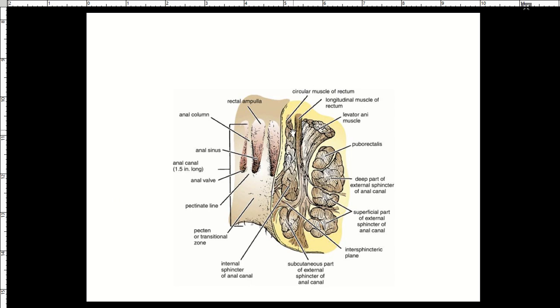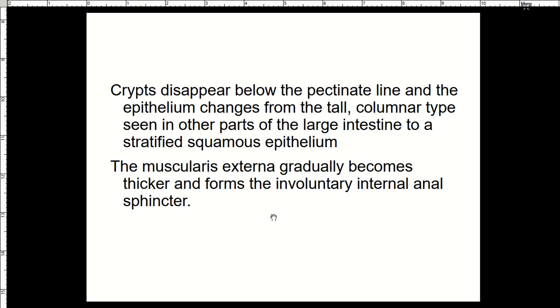So you can actually see these are the columns, the anal columns that we were talking about. This is the pectinate line or the transitional line, where this upper half is going to be simple columnar. This lower half is going to be stratified squamous epithelia. This is supplied by the superior rectal artery and vein. This is supplied by the inferior rectal artery and vein, right? This is associated with internal hemorrhoids. This is associated with external painful hemorrhoids, right?